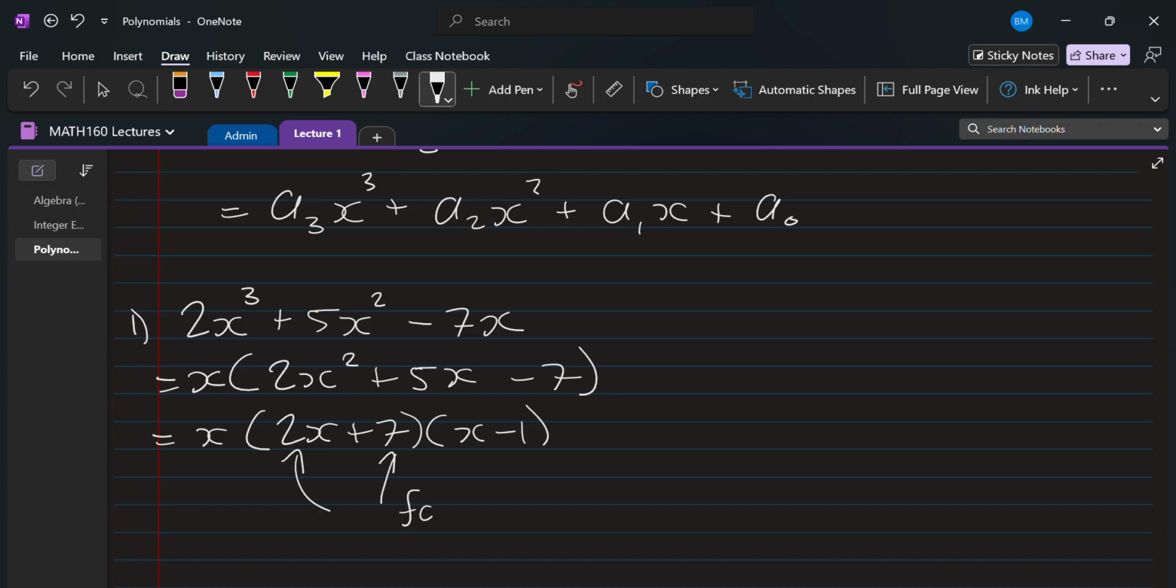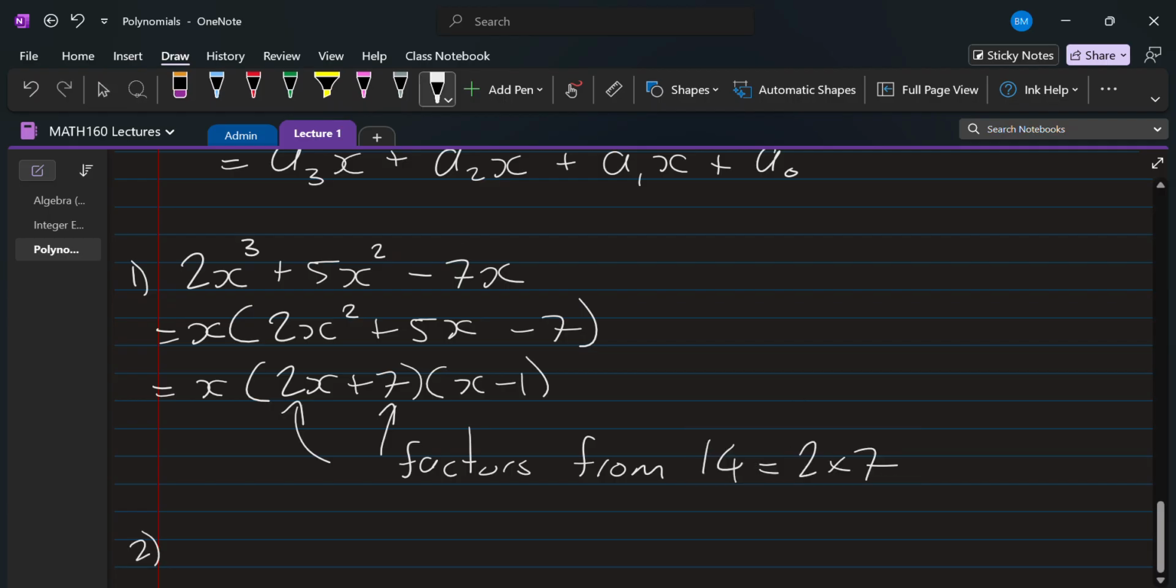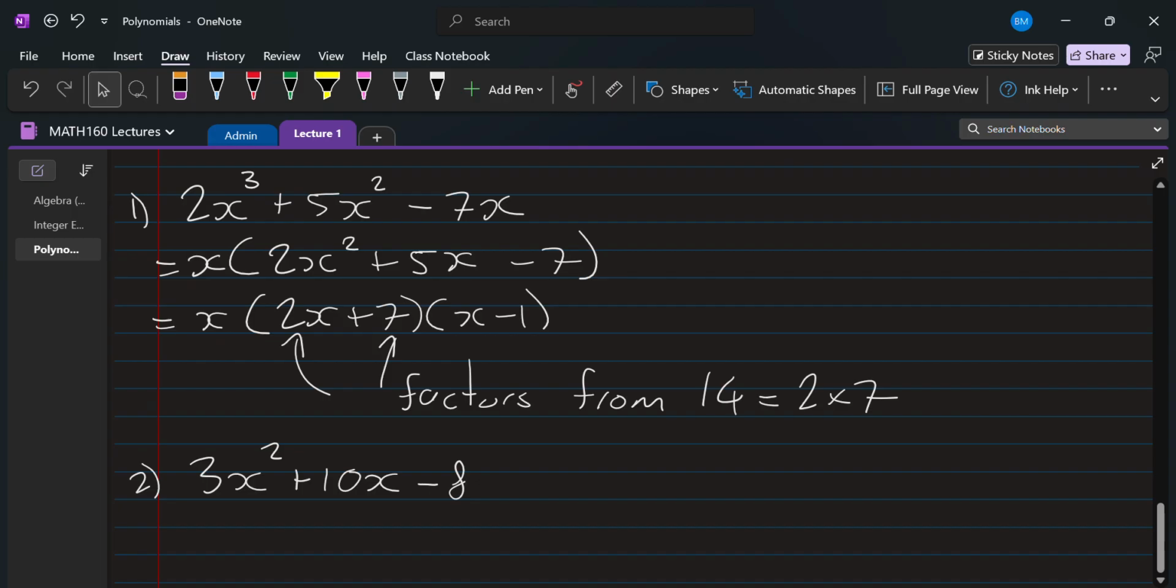Again, just a recap, how do we get those numbers? Well, we look at the factors of 2 times 7, that's 14. So we multiply them, we get 14. We need the factors of 14 to give us a 5. What's that going to be? Everyone know how to do the factoring? Who doesn't? Hands up. Okay, so you're good. So we got those factors.